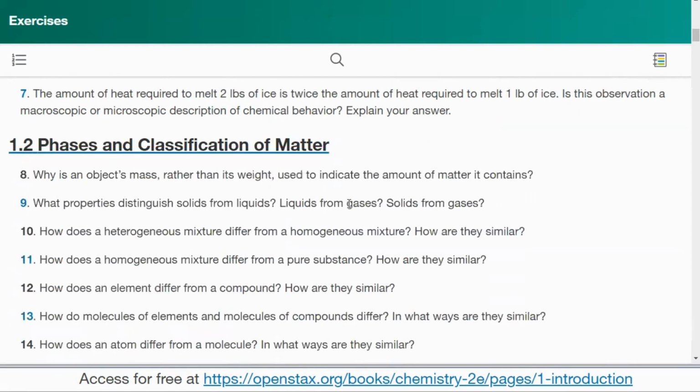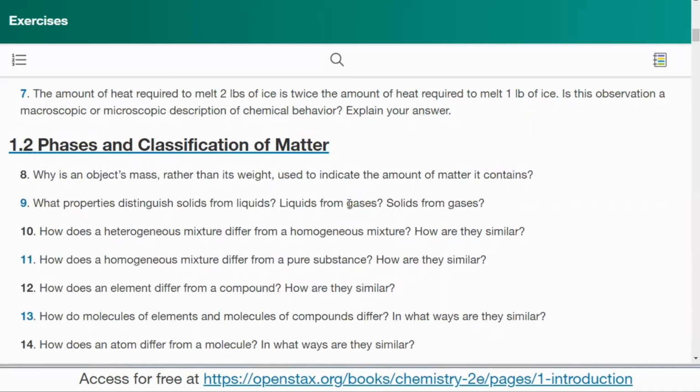All right, and the final question is, the amount of heat required to melt 2 pounds of ice is twice the amount of heat required to melt 1 pound of ice. Is this observation a macroscopic or microscopic description of chemical behavior? Explain your answer.